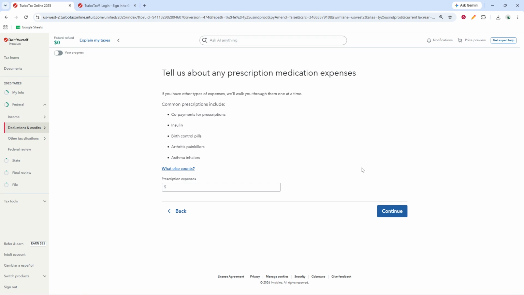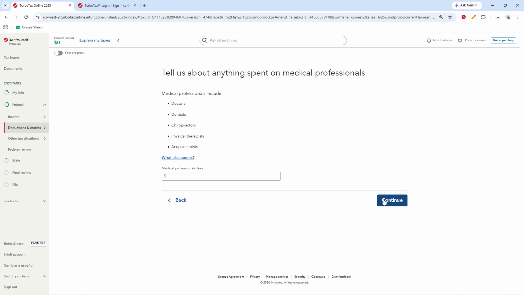The first amount you may be asked for is prescription medication expenses. Enter what you paid for eligible prescription medications, then continue. Use the amount you actually paid out of pocket. If any portion was covered by insurance or another source, that part should not be included here.